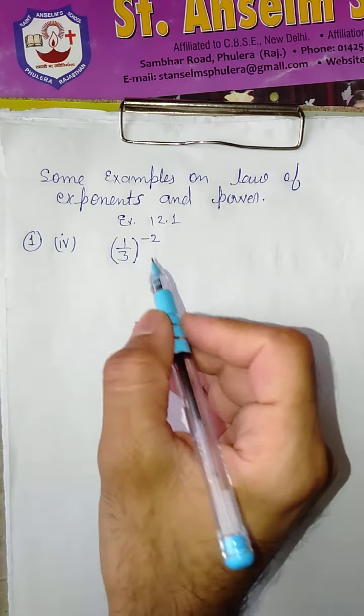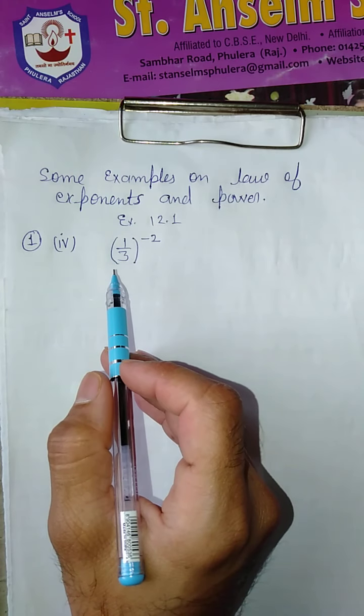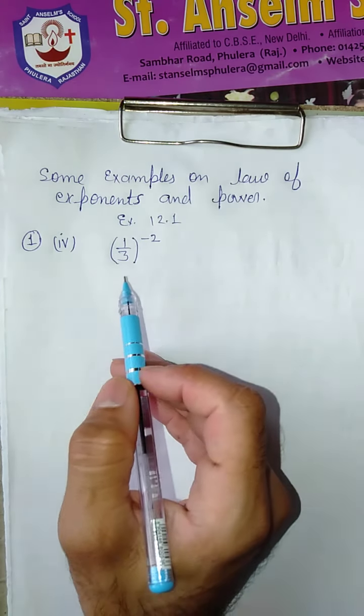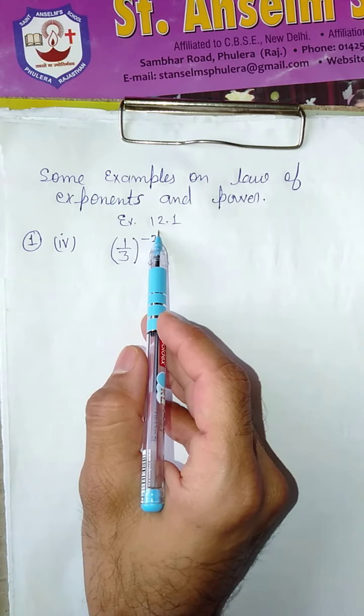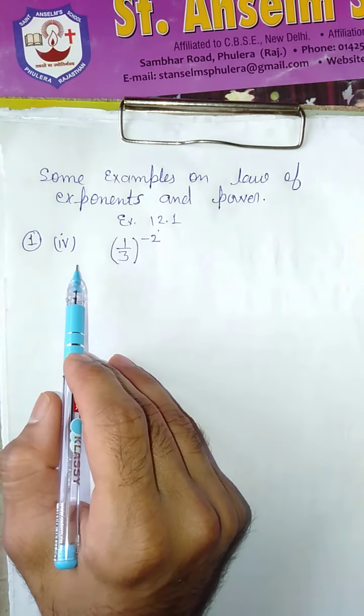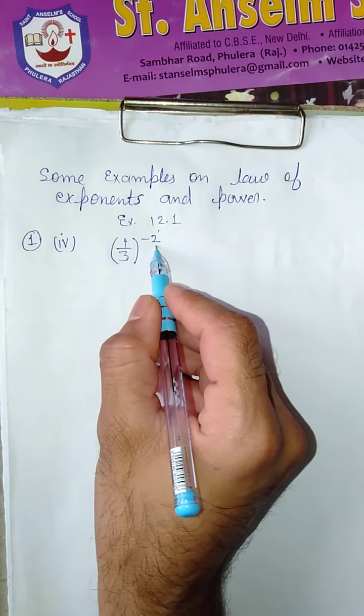Dear students, in the previous video we have solved some examples of law of exponent, right? In this one, the rest of the things that are left we will do, and we are going to start here with question 12.1, number 1, fourth part of the same. Fourth part is 1 upon 3 power minus 2.